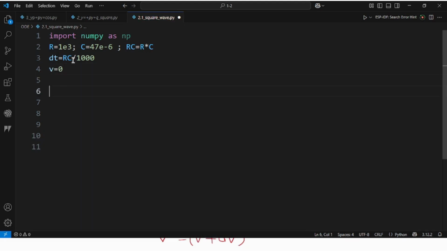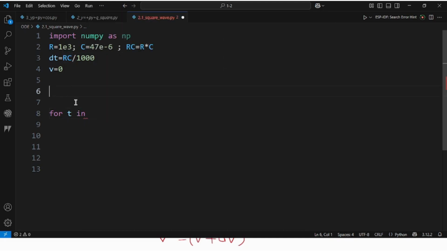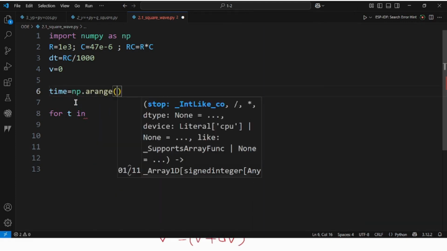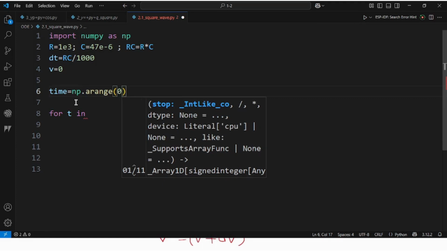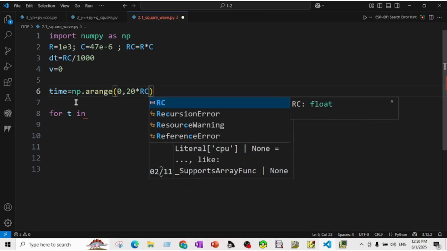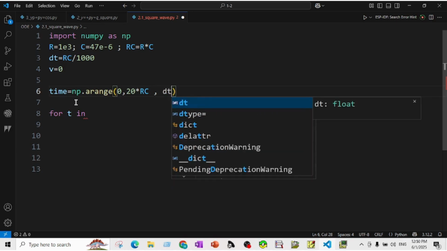Okay, and now I have to run a for loop here. So for t in, okay, so I need to make a time array. So time is equal to np.arange. Let's say I want to start the time from 0 to 20 RC. And what is the time interval? Time interval will be dt.